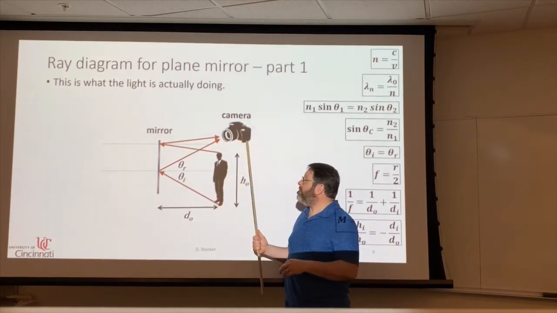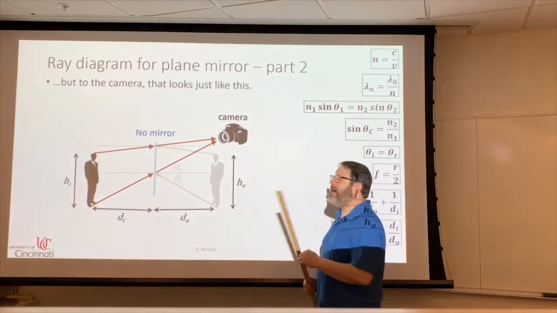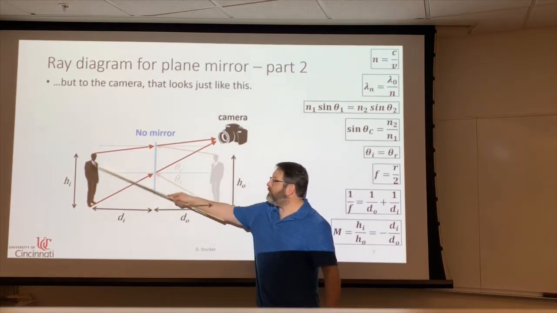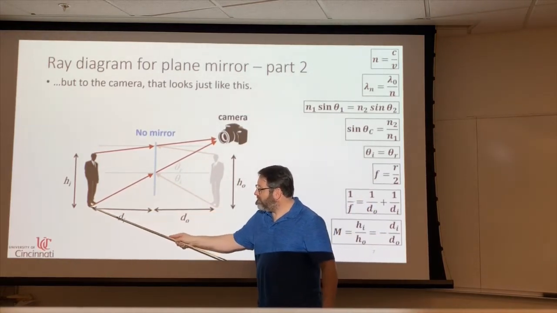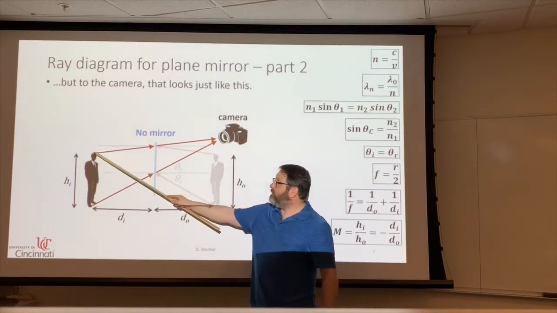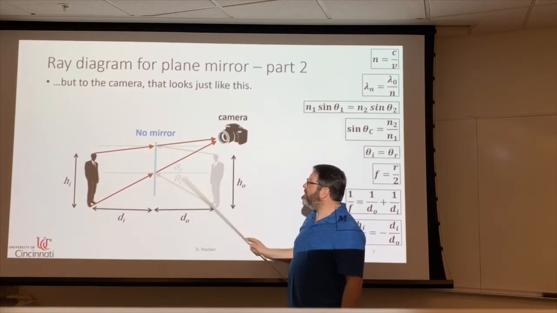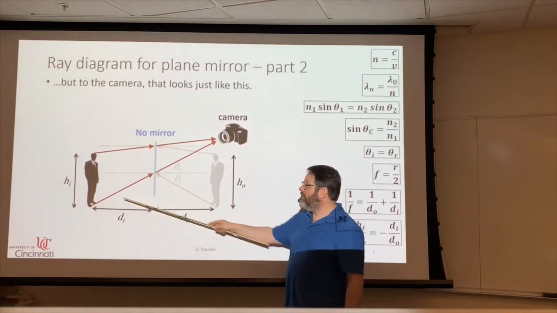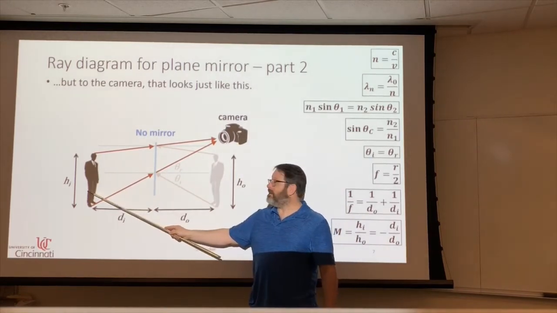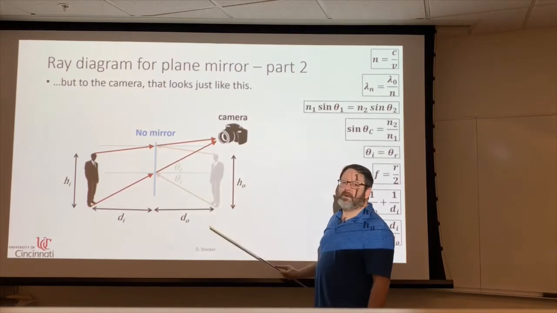To the camera, this looks exactly the same as this. If the person wasn't actually standing here, if the person was over here, the light comes up here, hits the camera like that, the light from the head comes through and hits right here. So if there were no mirror and no person standing here, what the camera sees is exactly identical to having the mirror and the person.